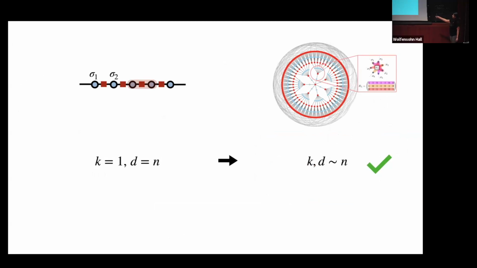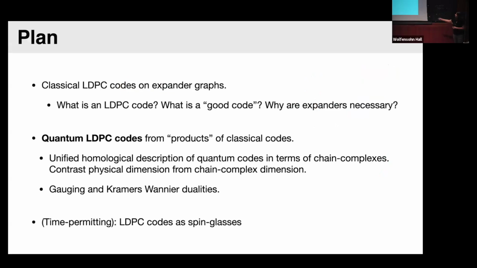Okay, but this is basically telling you that if I started with something like the 1D Ising model, which actually saturated the Bravyi-Poulin-Terhal bound, that had k equals 1, d equals n, the upshot of going to these expander codes is that I can get both k and d proportional to n. So this task is accomplished. I have these good classical LDPC codes. In fact, we've had them for 30 years, and I believe they're used in telecommunications and for all sorts of practical things, even now. Okay. So now we want to move on to quantum LDPC codes.